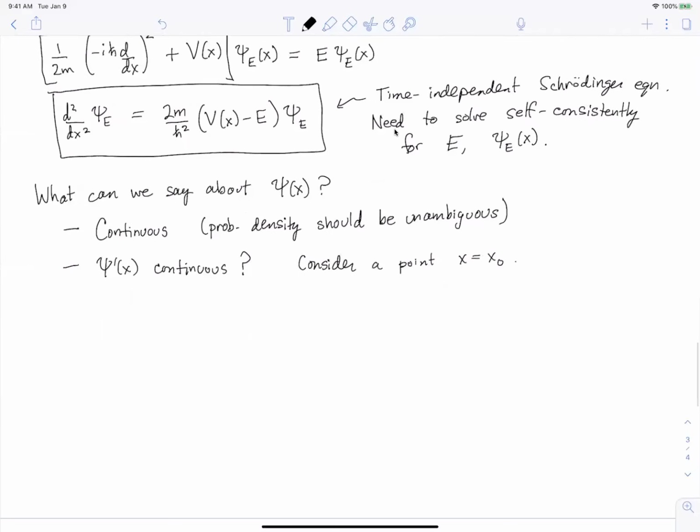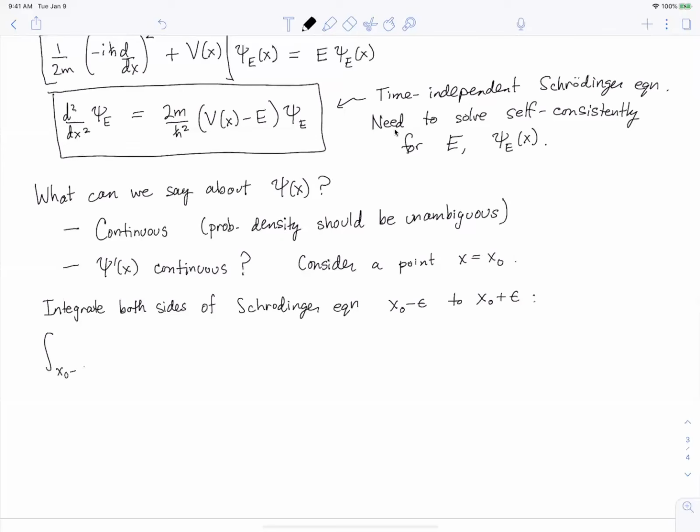So in order to understand whether this wave function's first derivative here is going to be continuous, what we can do is integrate both sides of the Schrodinger equation. So this is a very standard trick. We're going to integrate from x0 minus a little bit to x0 plus a little bit with respect to x. And so that looks like x0 minus epsilon to x0 plus epsilon.